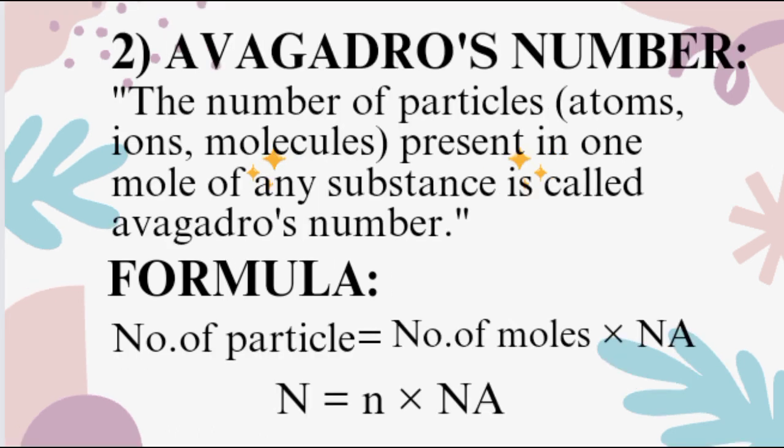Definition number 2, Avogadro number. The number of particles, atoms, ions, molecules present in 1 mole of any substance is called Avogadro number. Formula: number of particles is equal to number of moles multiplied by Avogadro number.